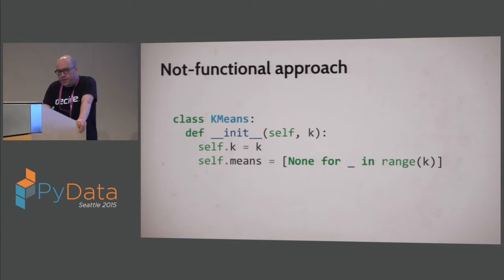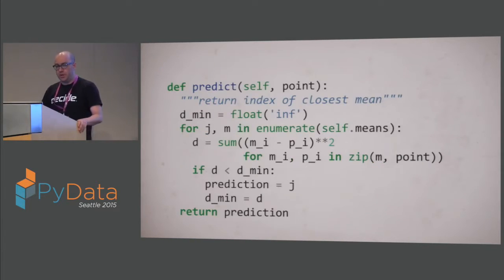So you might try this with a non-functional approach. So here's a class, KMeans. It has a constructor. And in the constructor, you say, here's how many means I want. I want 5 means. OK, I'll remember that in a variable. And I'll set up these means as just a list of None to start with. And let's say that I have the means. Then how do I predict the cluster for a given point? Well, this is sort of elaborate.